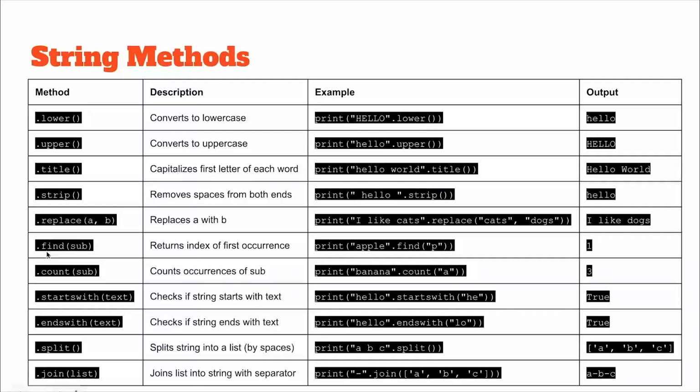For example, if you want to use the method find, you want to find a substring in the string. For example, you want to find the letter P in Apple, and it will return the index of the first occurrence. So in Apple the indexes would be 0, 1, 2, 3, 4, and the first P would be here, at index 1. So it returns the index of the first occurrence.